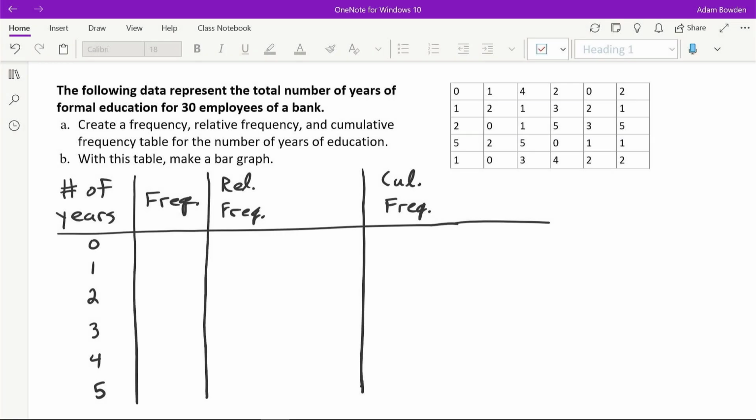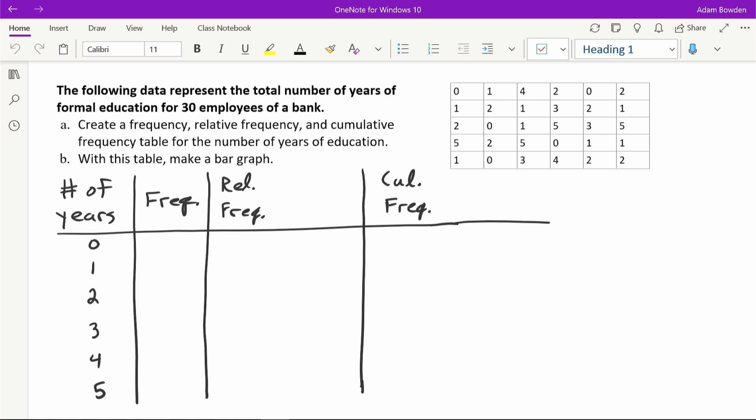On this one, it gives us a table of numbers that are supposed to represent the total years of formal education for 30 employees at a bank. We're going to use this data here to create a frequency, relative frequency, and cumulative frequency table, and then make a bar graph from there.